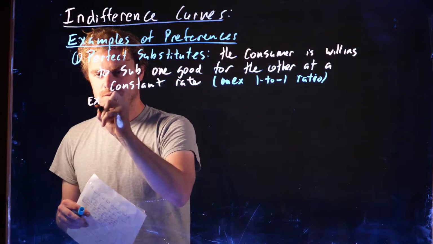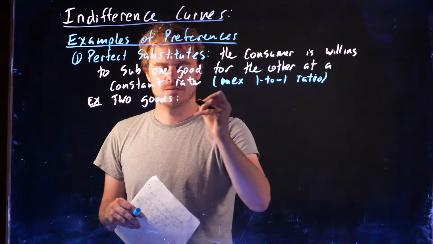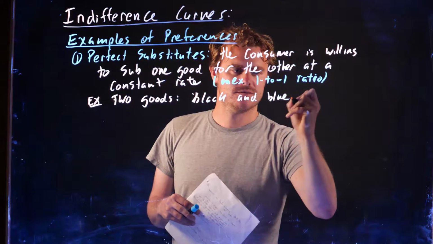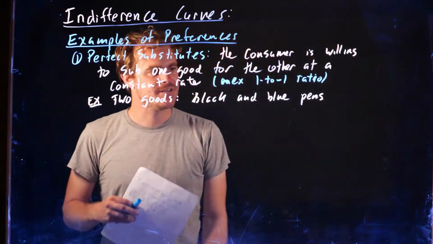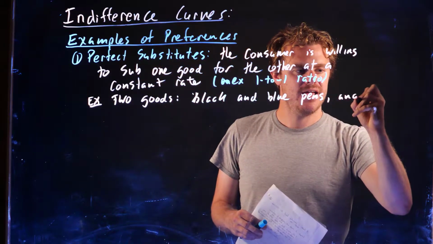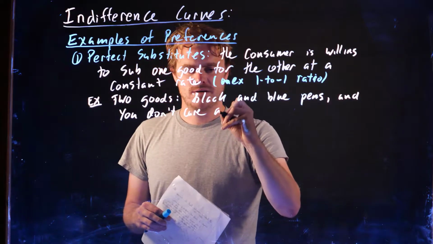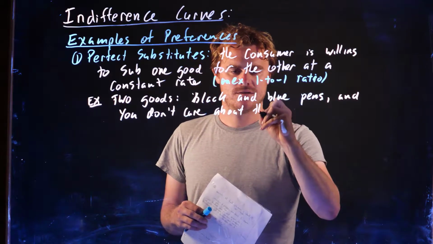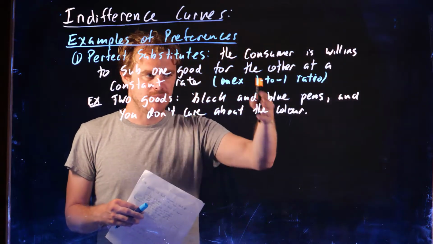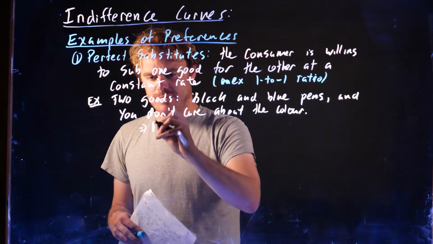So, for example, let's imagine there's two goods. Black and blue pens. Maybe I should have done orange and blue pens, I guess. So black and blue pens. And you don't care about the color. You don't care if you're going to write your Econ 212 notes in black or blue. You're indifferent towards them. So what we can do here now is pick a bundle.